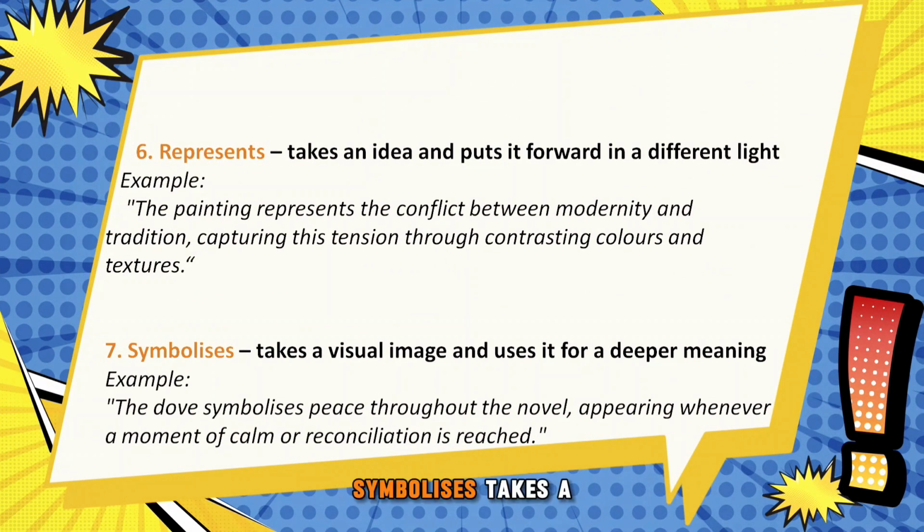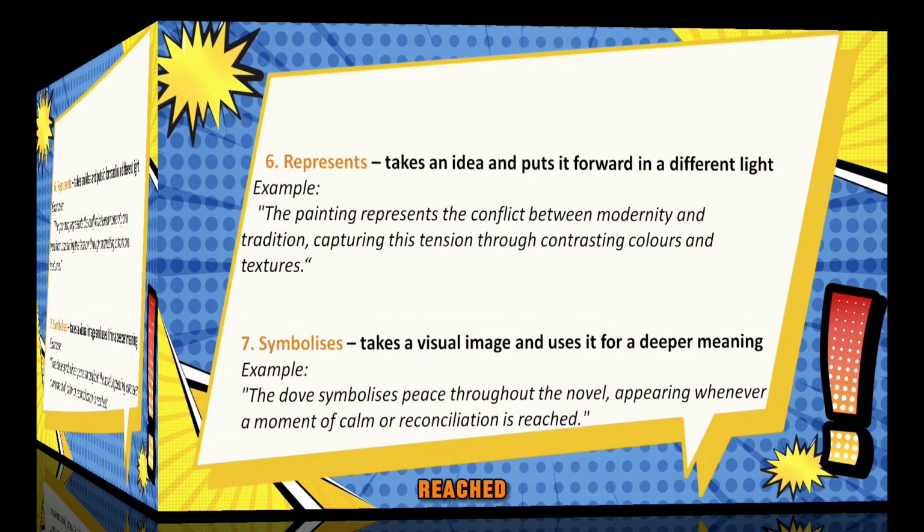Number 7, symbolizes. Takes a visual image and uses it for a deeper meaning. For example, the dove symbolizes peace throughout the novel, appearing whenever a moment of calm or reconciliation is reached.